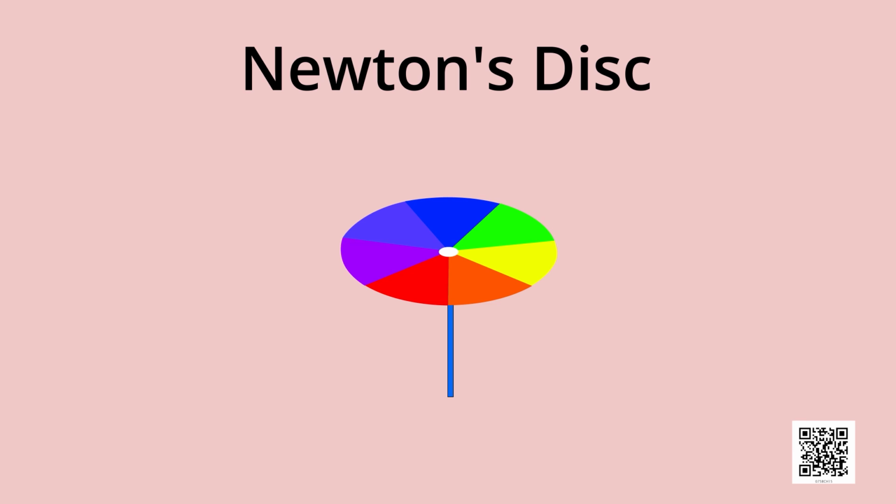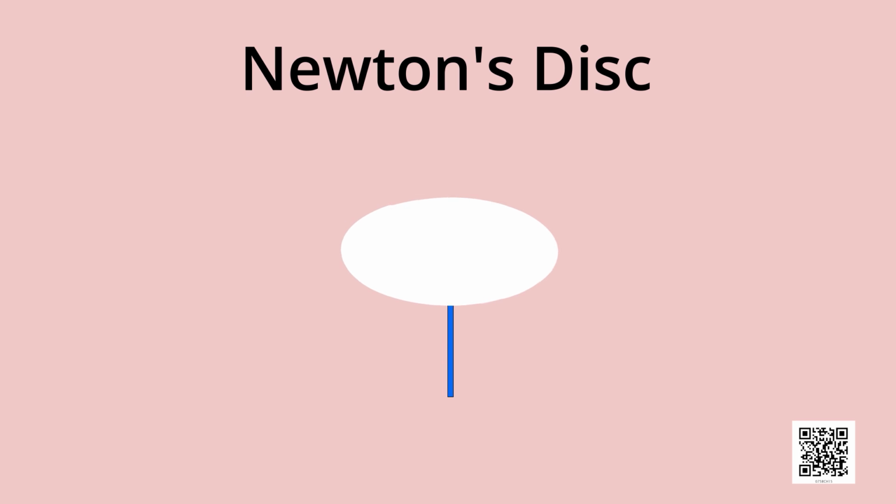Rotate the disc in the daylight. When the disc is rotated fast, the colors get mixed together and the disc appears to be whitish. Such a disc is called Newton's disc.